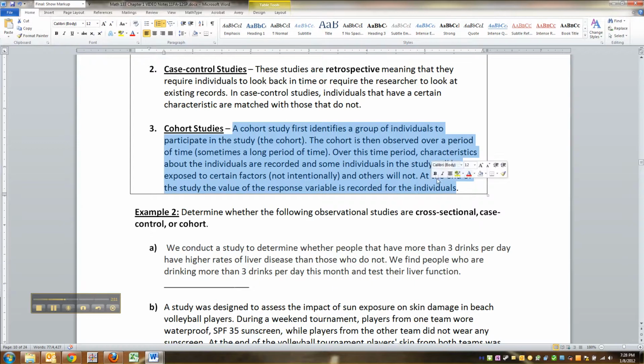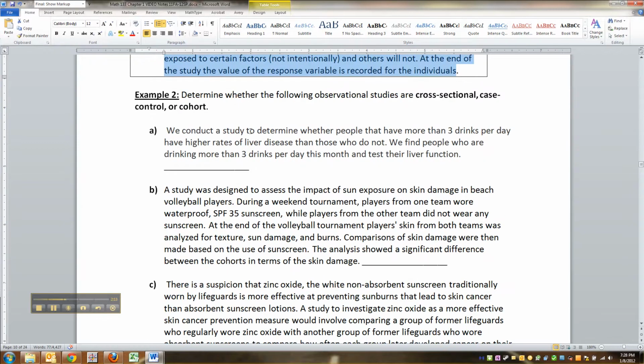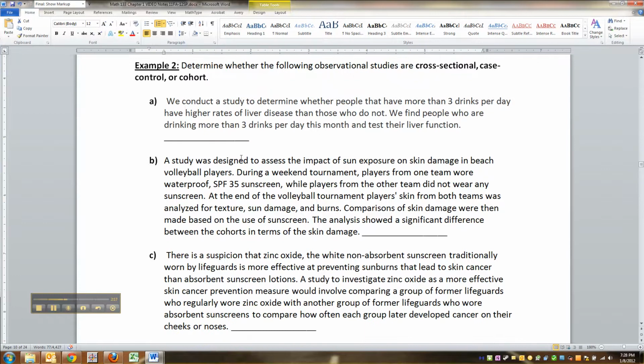Okay, so let's go down here, and we're going to determine which of these is cross-sectional, which is case control, and which is cohort. Now, this is a classic example of where you're going to pause me, and we'll come back. So I'm going to press pause. You do too. Okay, I hope you read them all. That's why you paused. If you didn't pause and read them all, then read them all now. Right? Okay, so now which one's which?